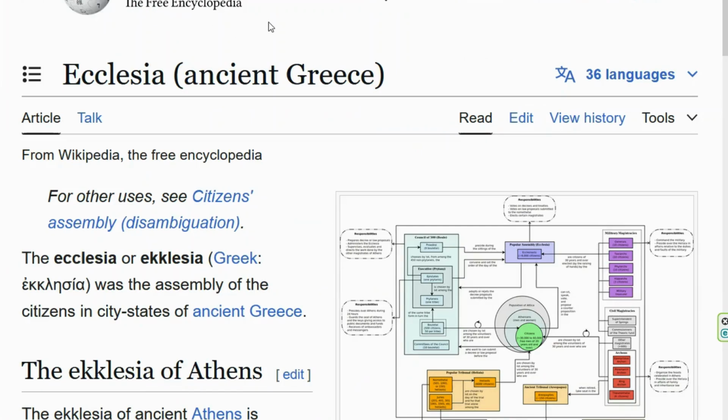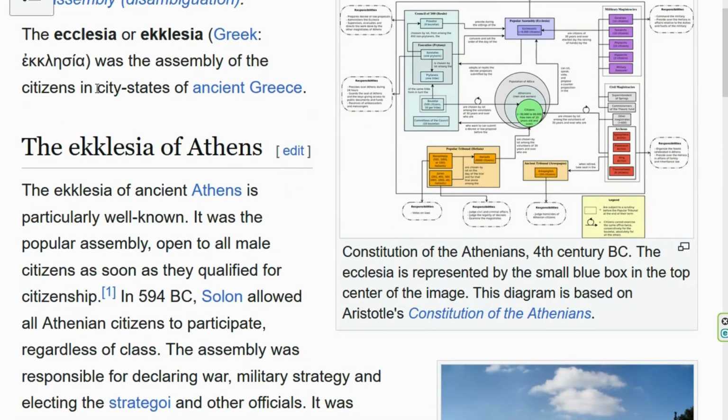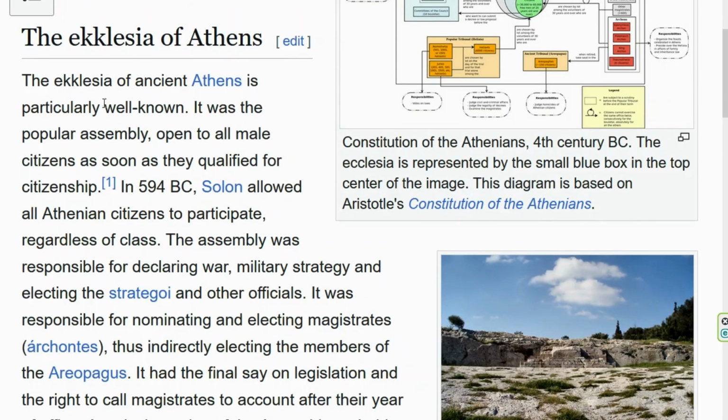If you go search on Wikipedia, there's an entry for the ancient Greece ecclesia. It will tell you that it was the assembly of the citizens in the city-states of ancient Greece. The ecclesia of the ancient Athenians was well known. It was the popular assembly open to all male citizens as soon as they qualified for citizenship. Sounds familiar, doesn't it, to the beginning of our country, with a whole bunch of states joined together, and you had to be a male and you had to qualify for citizenship.